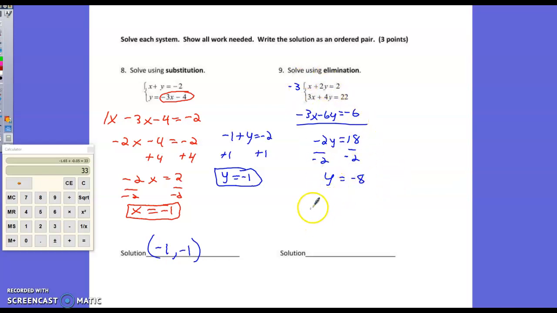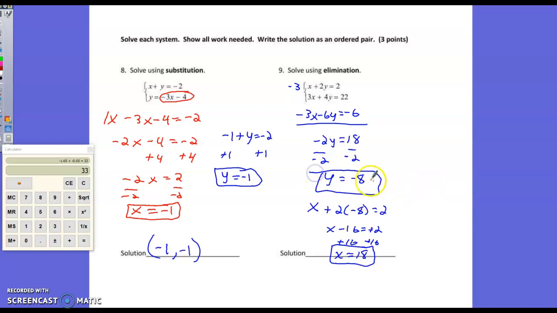Now I'm going to plug that back into here, so x plus 2 times negative 8 equals 2. So I can do that. 2 times negative 8 is negative 16, so x minus 16 equals 2. Add 16. Why did I keep putting a negative? That's positive 2. Sorry. I'm trying to rush through this and get it quick, and I'm making mistakes. That's what happens when you go too fast. So we add 16. X equals 18. So my answers for this one, negative 8 and 18. So I can list this as 18, comma, negative 8.